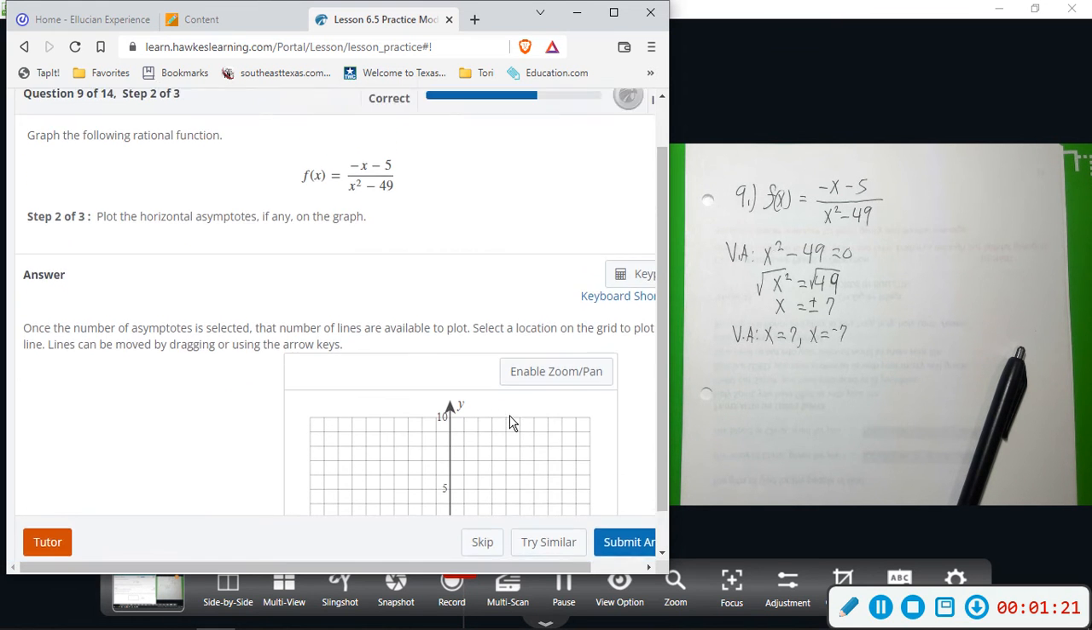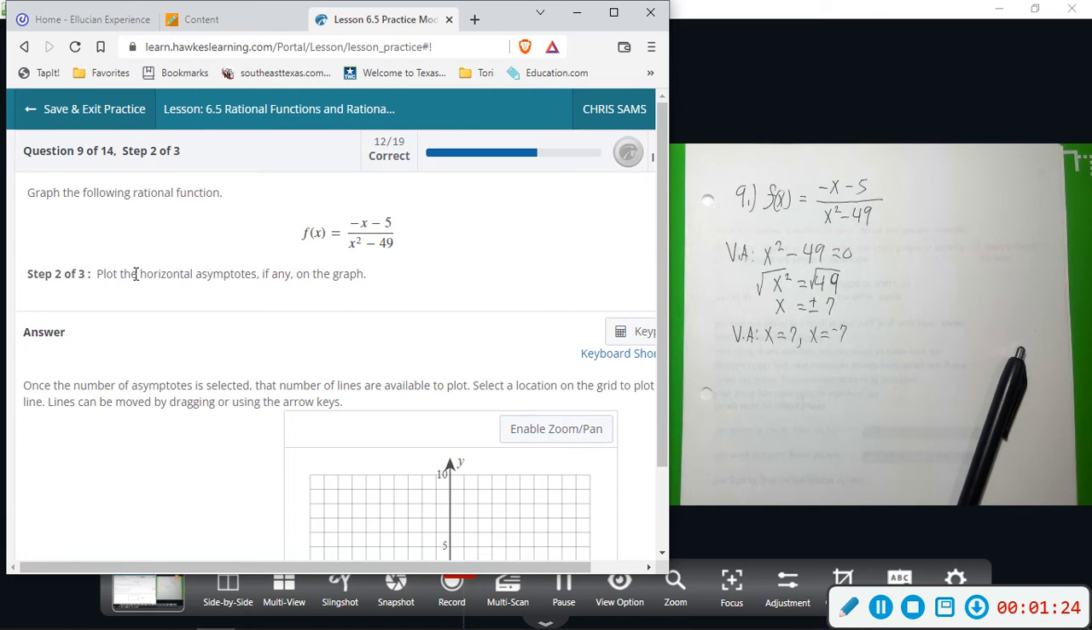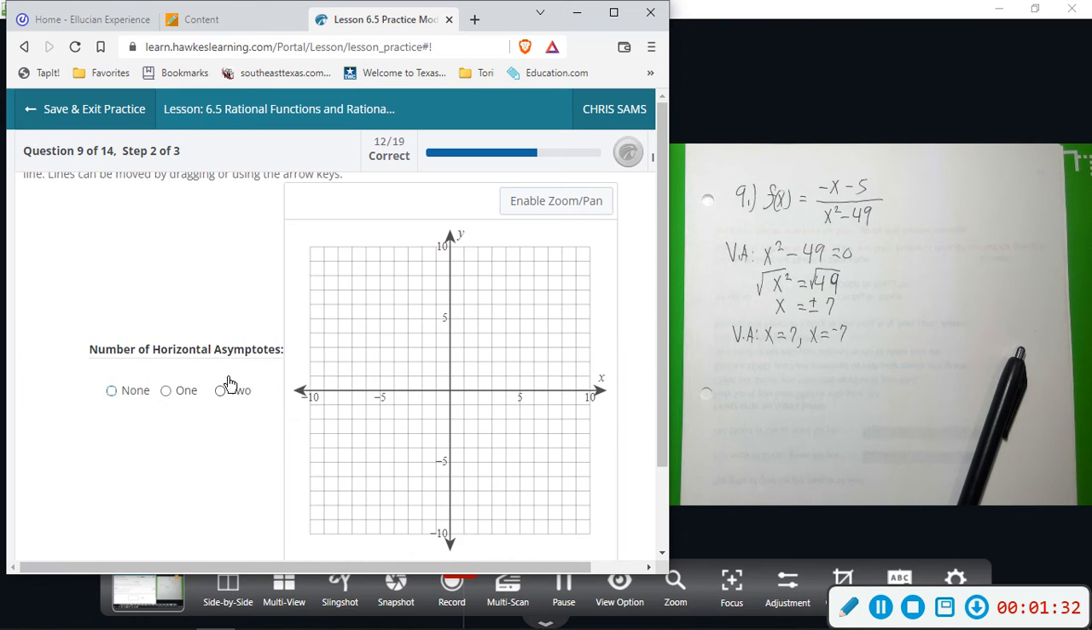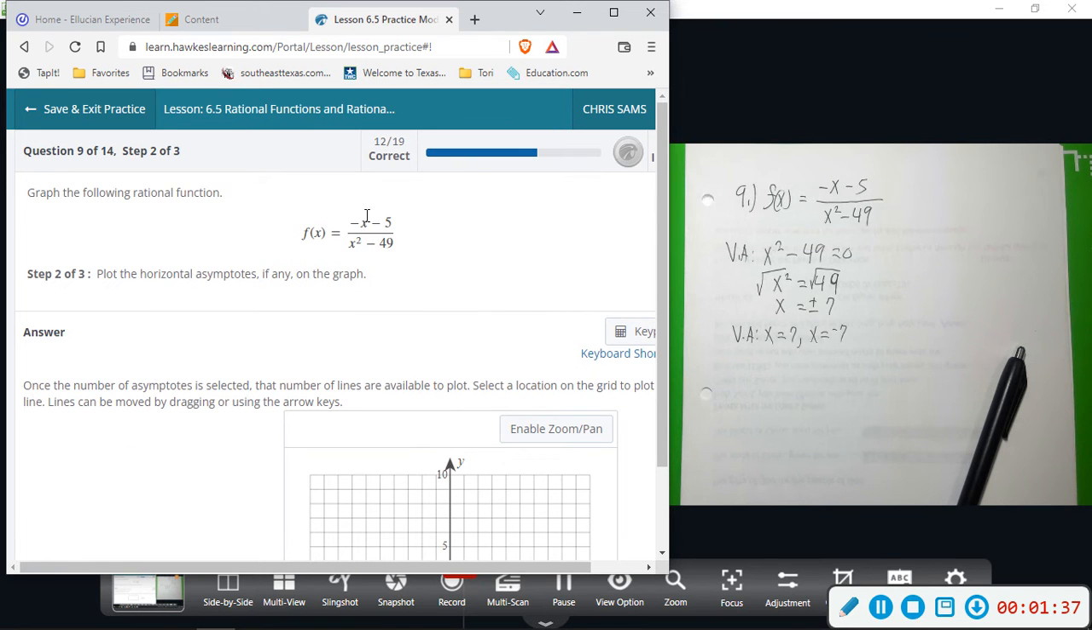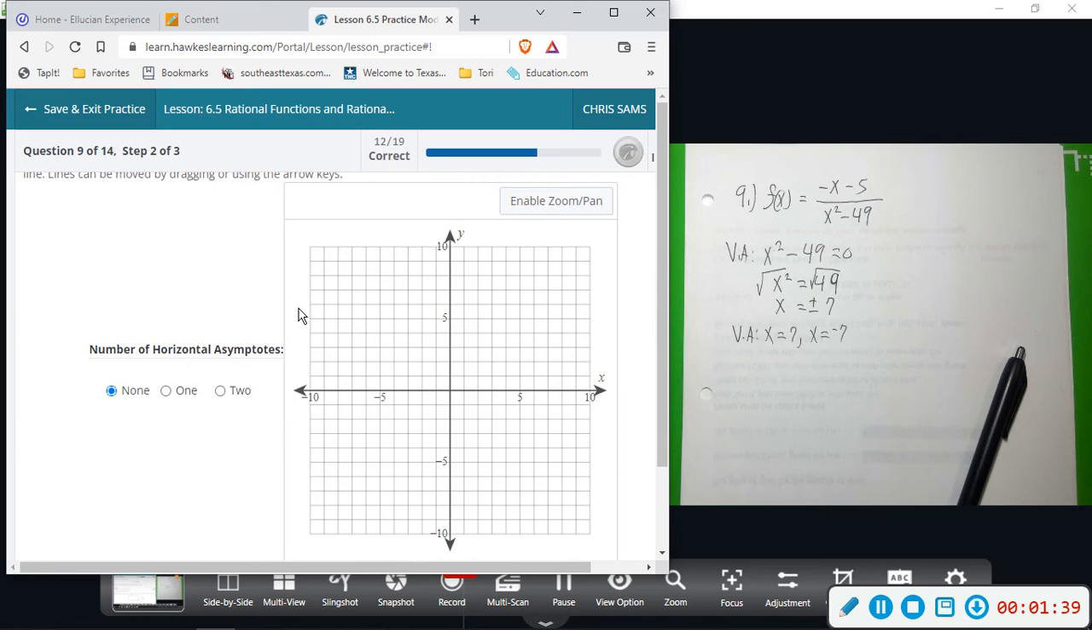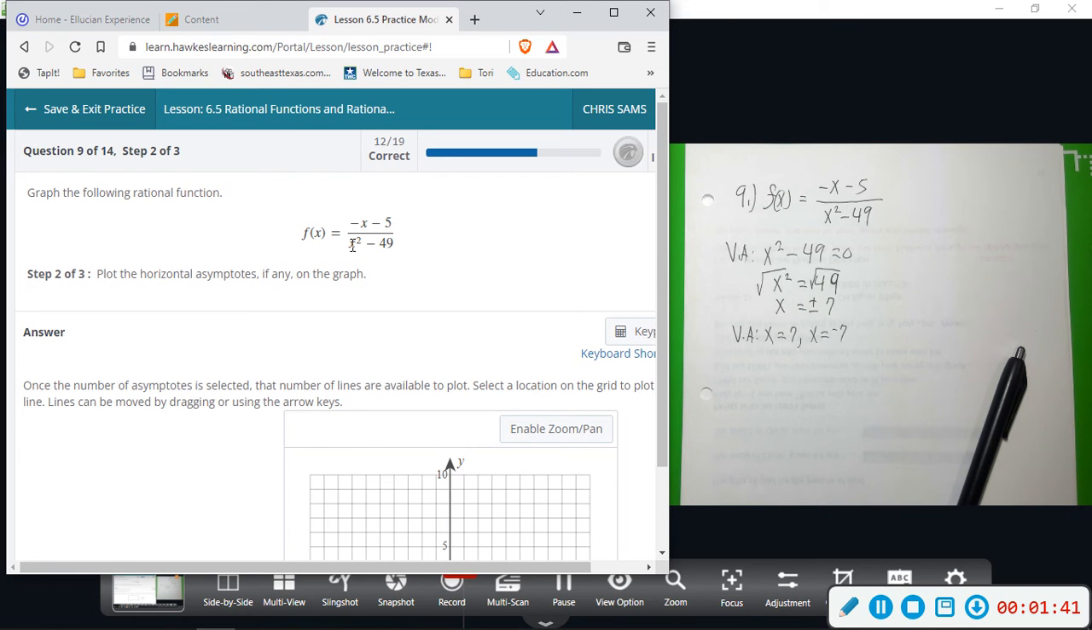And then part 2 says we're going to plot horizontal asymptotes. So notice the degree on top is greater than the degree on bottom, so there is none. There's no horizontal asymptote. No, sorry. The degree on top is less than the degree on bottom.